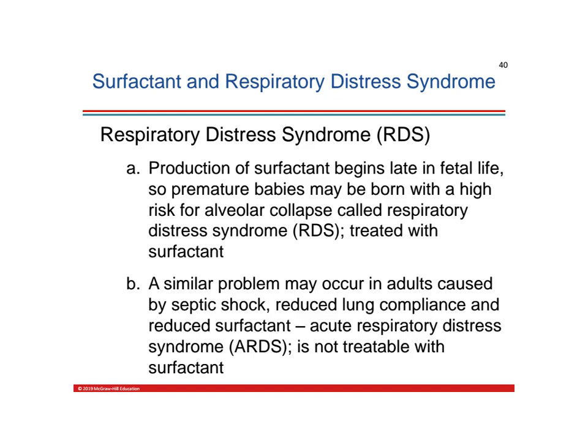Back in the 1950s, a very high number of infants died every year of respiratory distress syndrome. The number is about 10,000 per year. The reason for this syndrome is because production of surfactant begins late in fetal life. Therefore, premature babies would be born with a high risk for alveolar collapse.